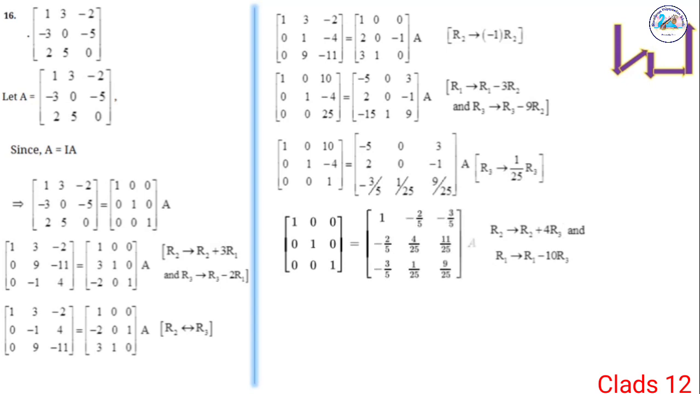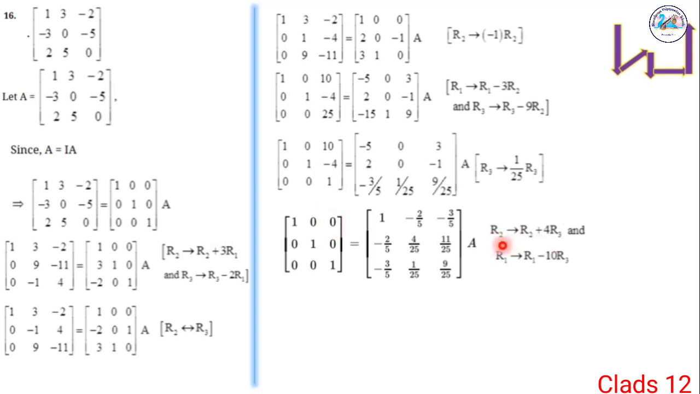After doing the transformation, R1 changes to R1 minus 10 R3. See, 1 minus 10 into 0, that is 1 only. Next, R1 is 0 minus 10 into 0, which is 0. Next, R1, that is 10 minus 10 into 1, that is 10 minus 10, that becomes 0.